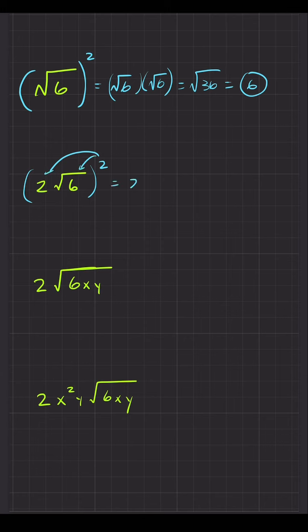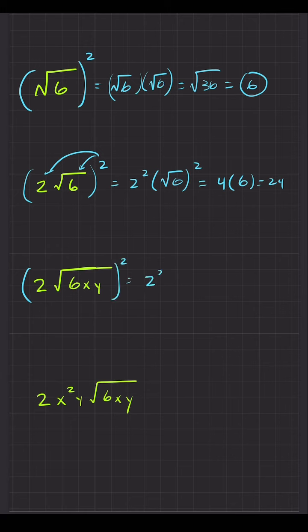So that's technically 2 squared times the square root of 6 squared. So this is really 4 times 6, which is 24. It's very easy to forget to distribute the square on the outside. So a little more complicated here with some variables. The third one, let's square this one.